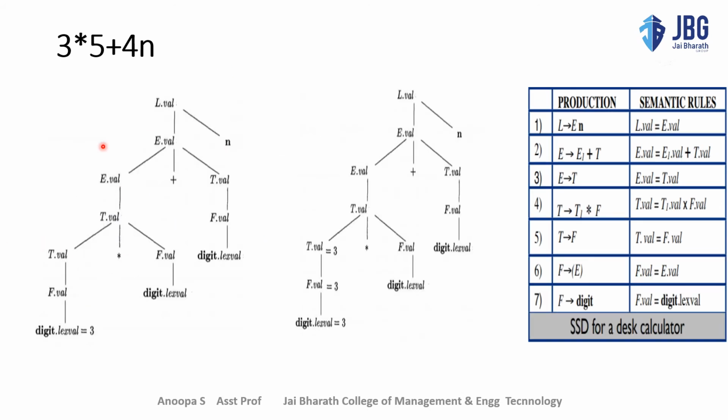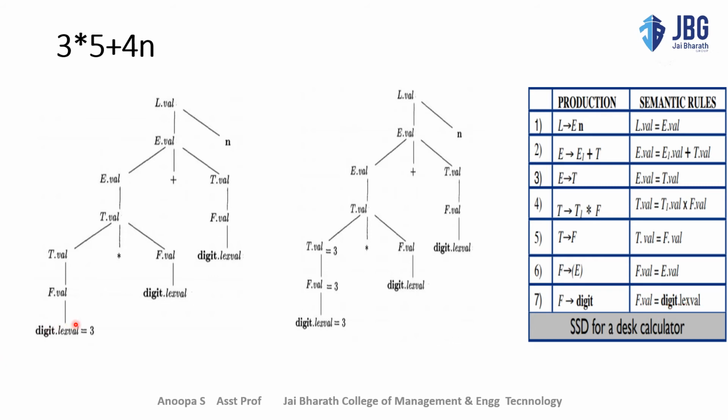Now what you have to do is traverse top down. So I have traversed through here, and here I have seen a reduction, right? Digit dot lexval. So I have the number 3 here. Whenever there is a reduction, go for the production. F giving digit is the production, and perform the semantic action. What is the semantic action? F dot val equal to digit dot lexval.